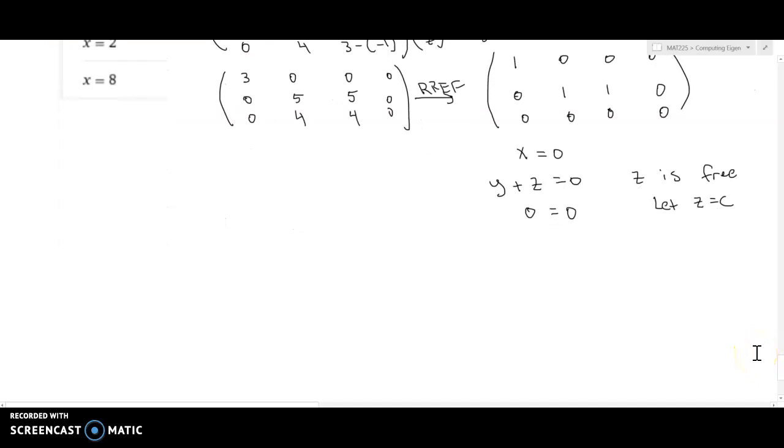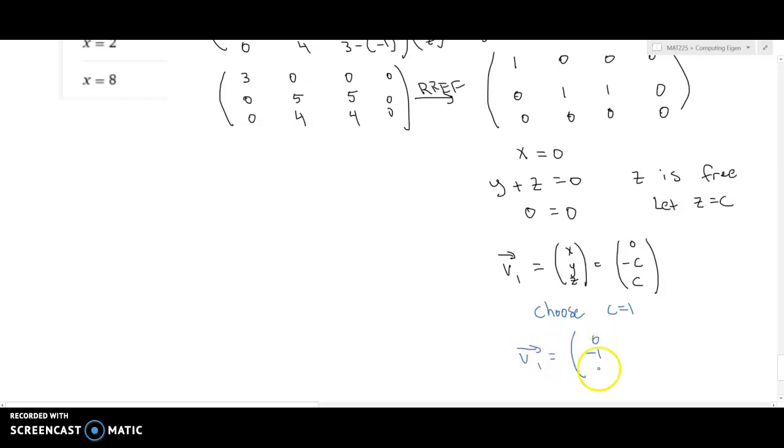So what that will give us is our v1 vector, which is equal to (x, y, z). So x has to be 0. Now, y plus z has to equal 0, so that means we assigned z to be a free value. So y has to equal the negative of z. And so any vector of this form will work. So again, I'm just going to choose c equals 1, which will work great here. And so we'll get v1 equals 0, negative 1, 1.